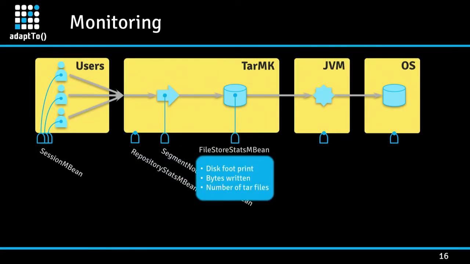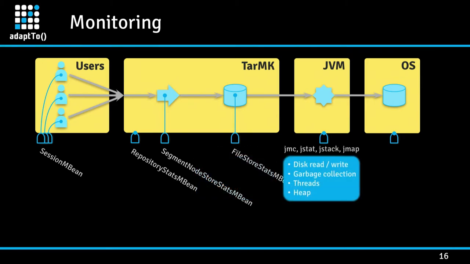Further down towards the end of the TarMK, there is a consolidated view of what the TarMK writes to disk, actually the number of bytes written or read to disk from the TarMK. So again, another set of endpoints for looking at the same thing at a different point in the stack.